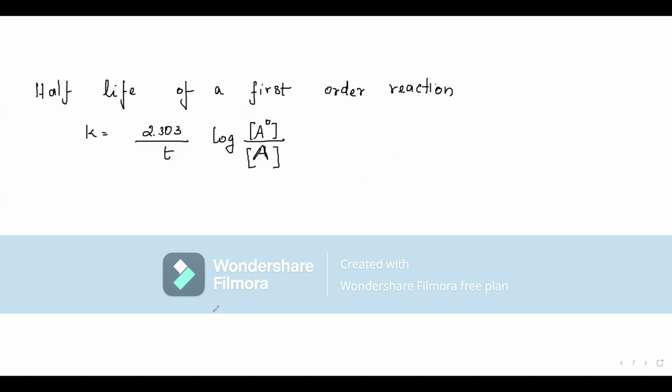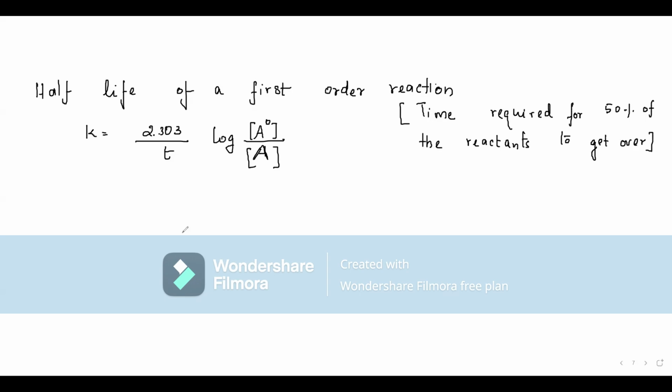Now, half-life of a first order reaction. What is the meaning of half-life? Time required for 50% of the reactants to get over. That is what we mean by half-life of a reaction.